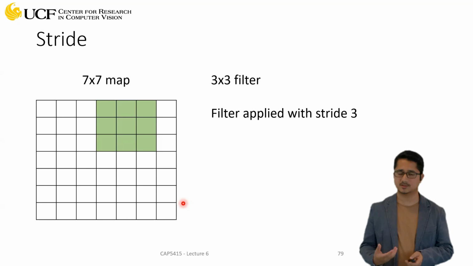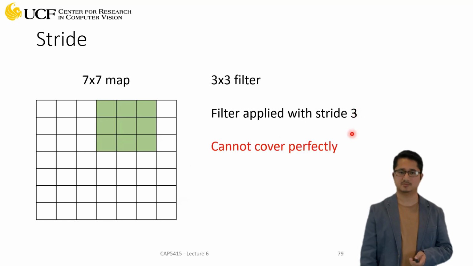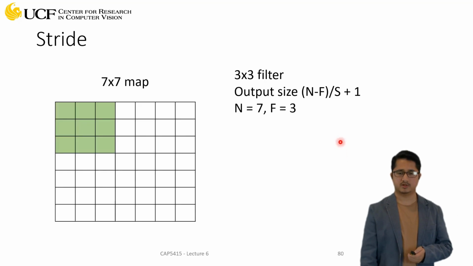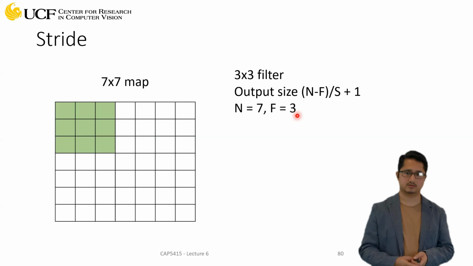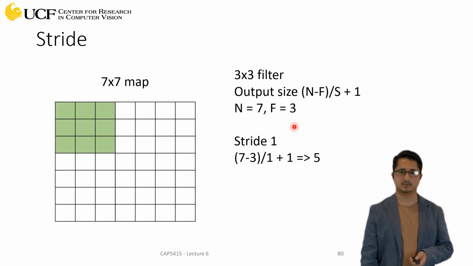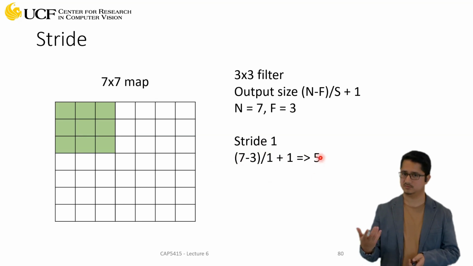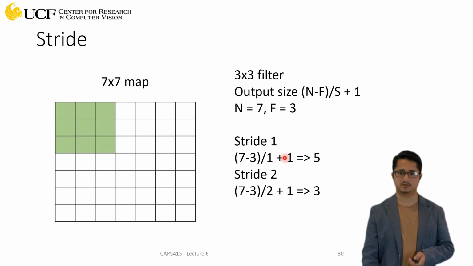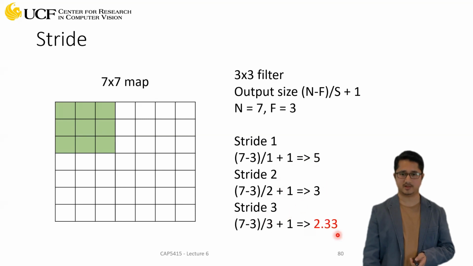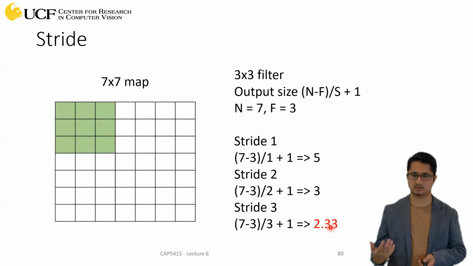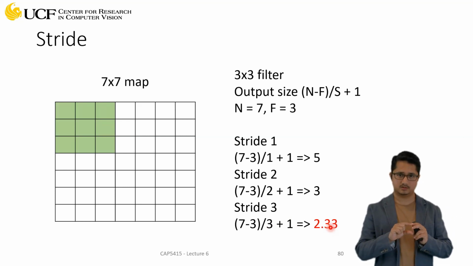Which means that not all strides are actually compatible. One simple thing you can do is find out, for a given input activation map and filter size, whether your stride will fit or not. A simple way is to put that in your equation, and if it gives you a perfect number, then that's possible. For example, a stride of 1 gives you 5. A stride of 2 gives you 3. A stride of 3 is giving you fractions, which means that these are not compatible. So that's a very simple trick to figure out whether your activation map size, your filter size, and stride are compatible or not.